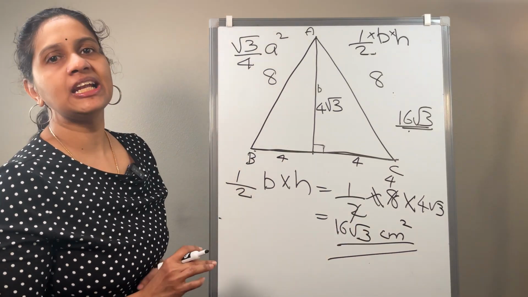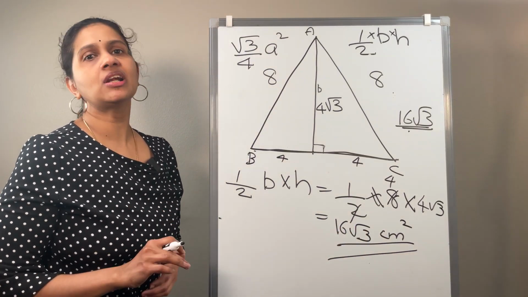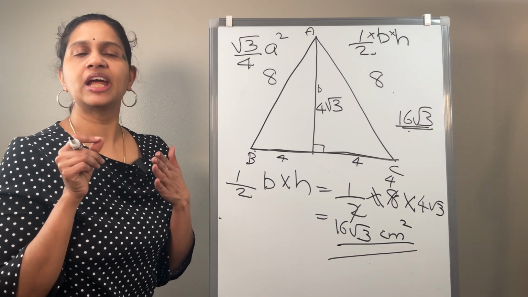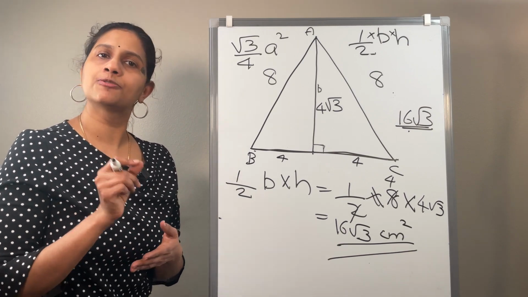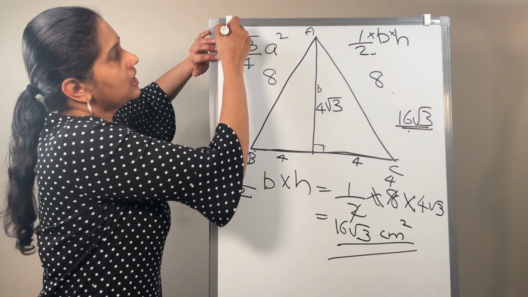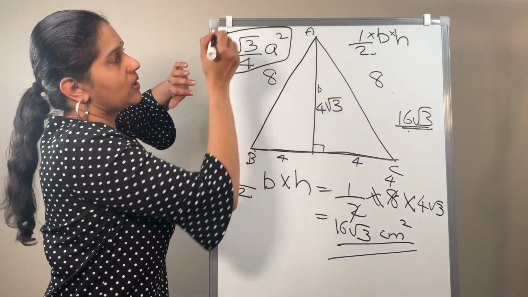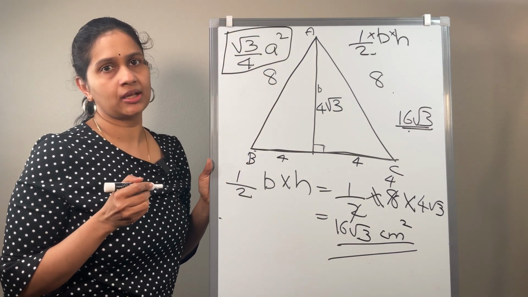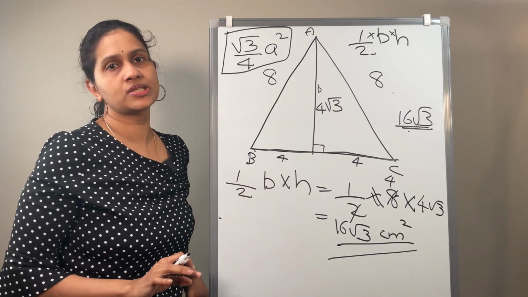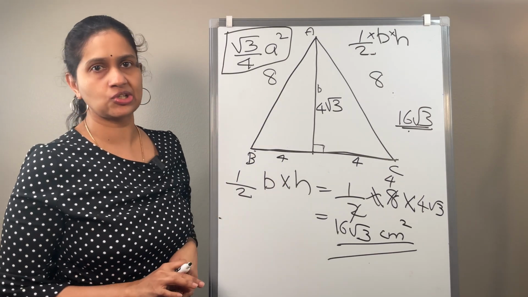But most widely, for the equilateral triangle, if you are asked to write the formula to find the area, mostly they will use this only, root 3 by 4 a square. That is the formula widely used for an equilateral triangle.